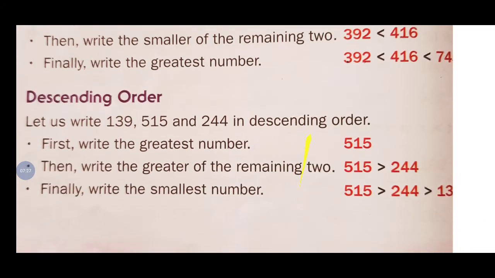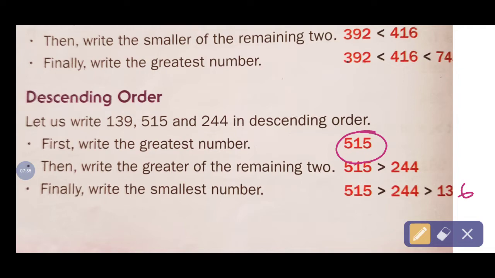Now comes the descending order. What I said, big to small. First you can write the greatest number. Which is the greatest number in this? What did they give as an example? 515 is a bigger number than 244. Yes or no? And 136, some other number missed. In your textbook it will be there.